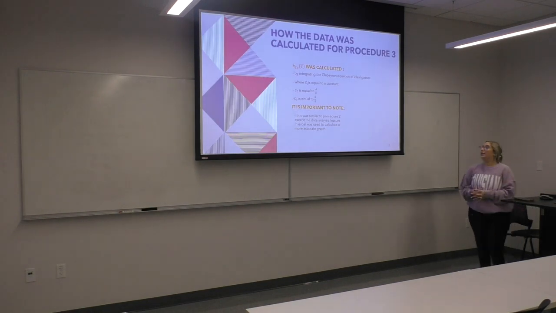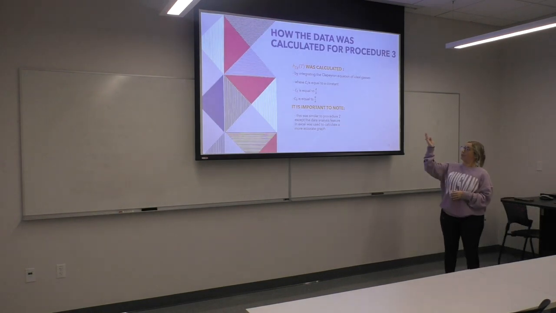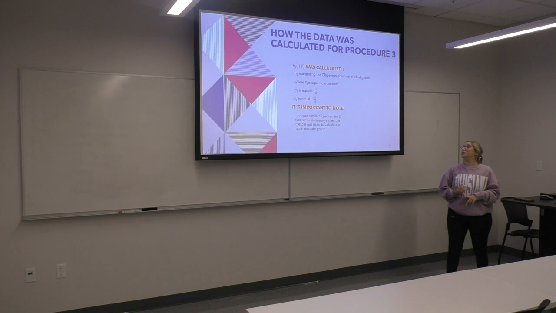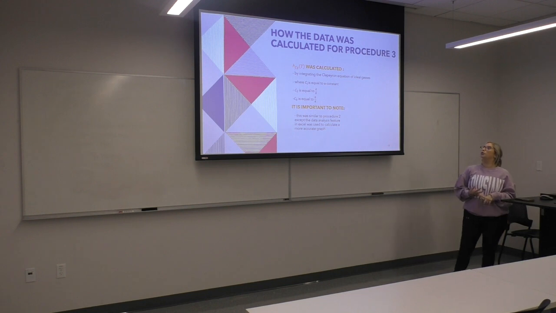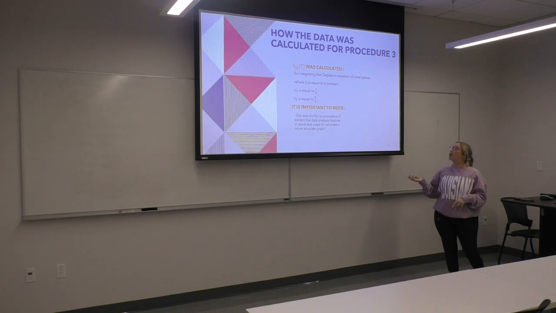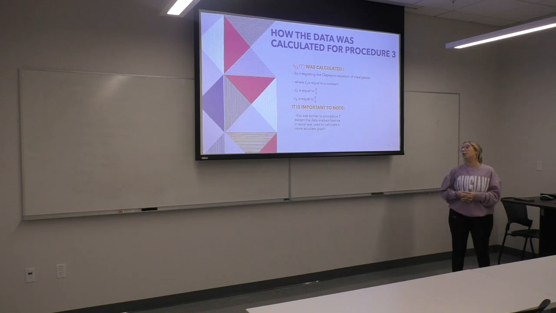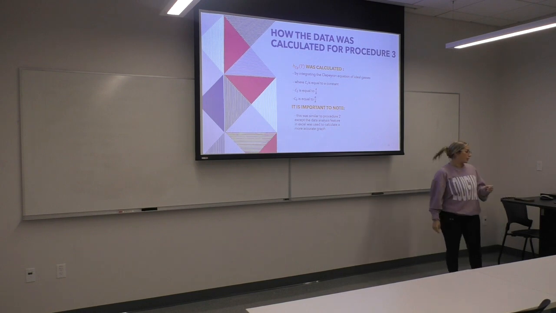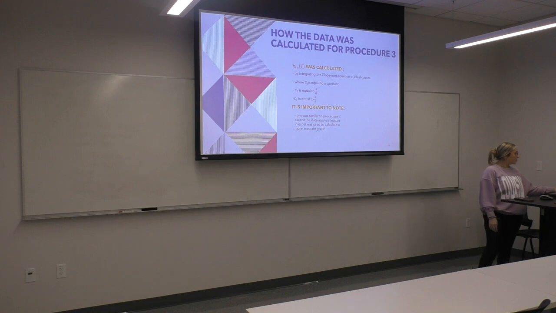Here's how the data was calculated for procedure 3. h_fg of T was calculated by integrating the Clapeyron equation for ideal gases, where C1 is equal to a constant, C2 is equal to A over R, and C3 is equal to B over R. Here it is important to note that this was similar to procedure 2, except the data analysis feature in Excel was used to calculate a more accurate graph.